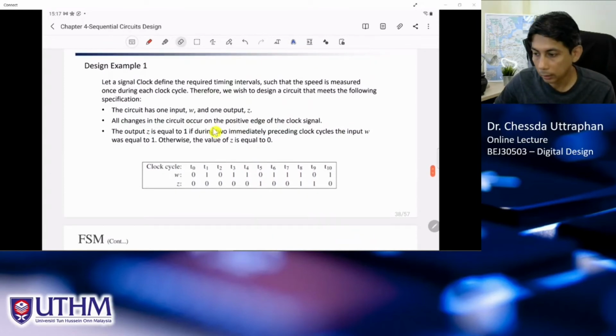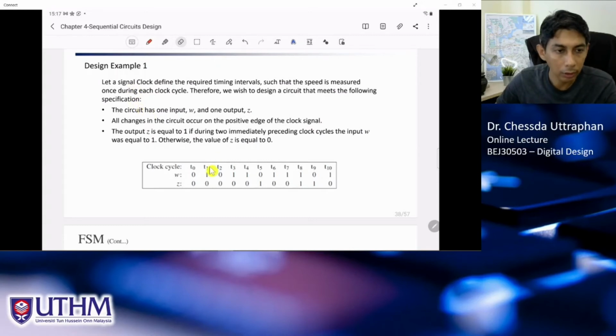Okay, let's go back to the example. Again, we want to regulate the speed of the vehicle such that it's within the allowed speed limit. The input to the controller, to our finite state machine, is W, which is the output from the sensor that senses the speed of the vehicle. If the speed is more than the desired speed, it will be 1. If below the speed limit, it will be 0. So for example here, if it is 0, it means that the output Z, the signal that will regulate the speed, will slow down the speed.